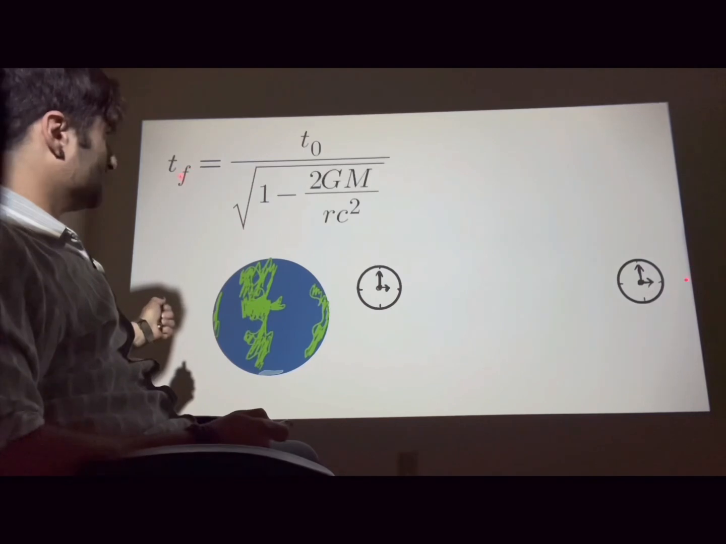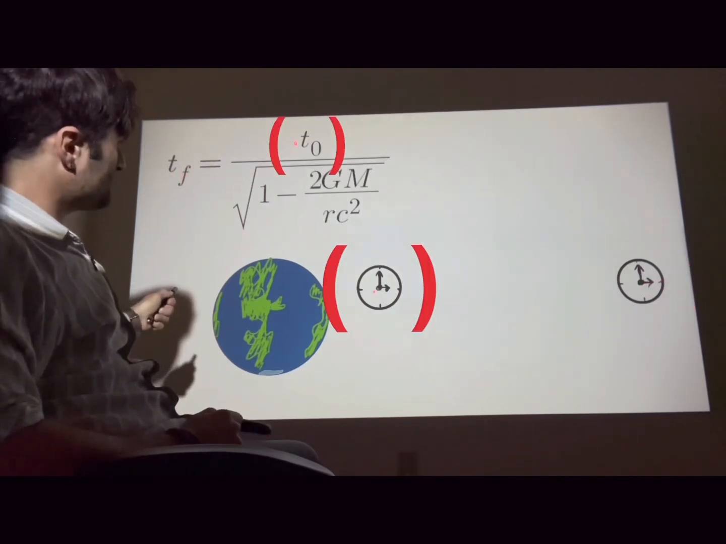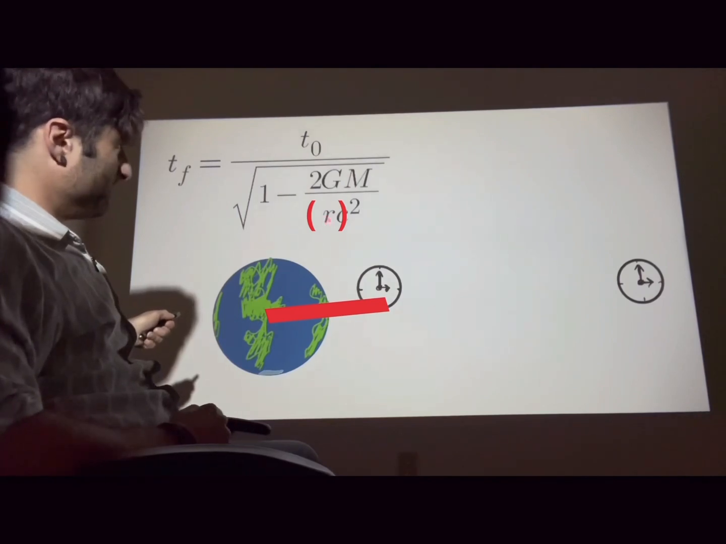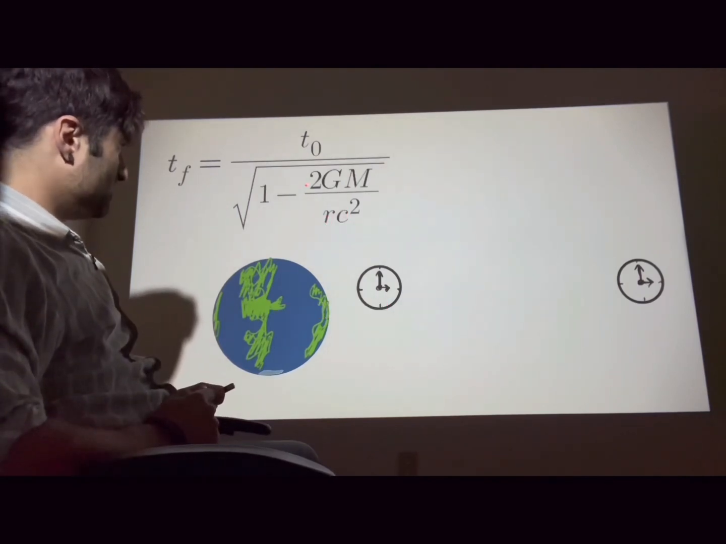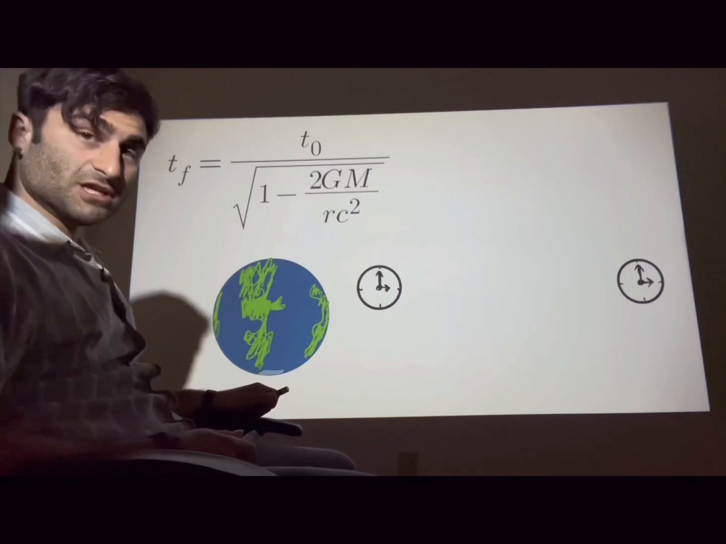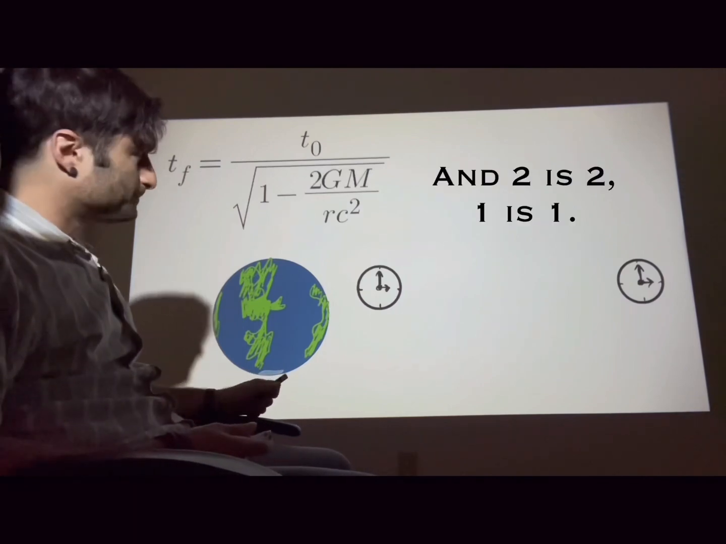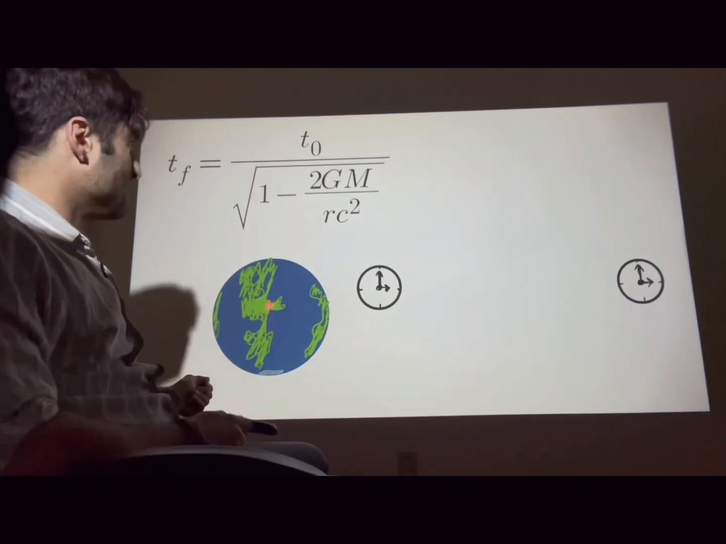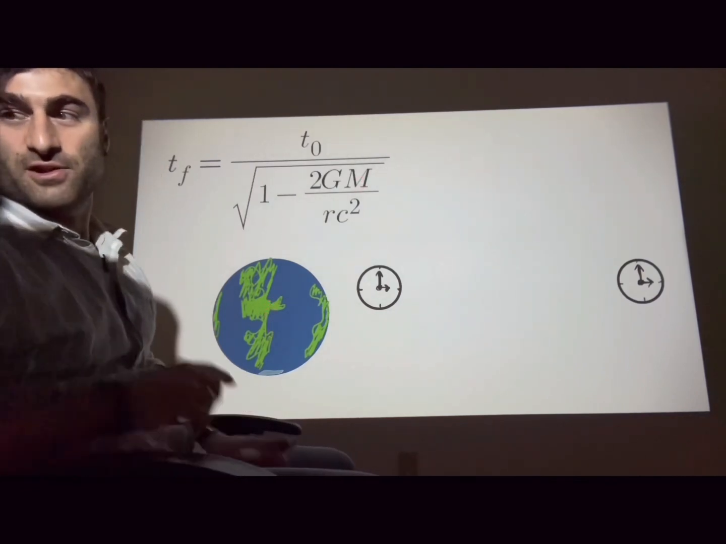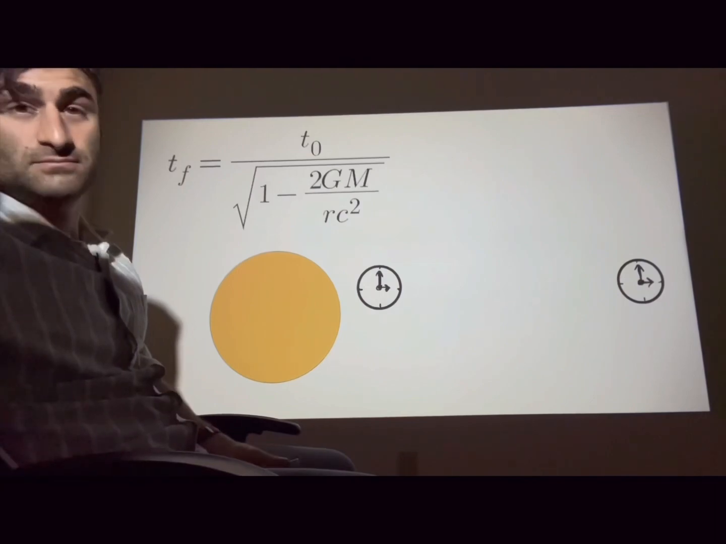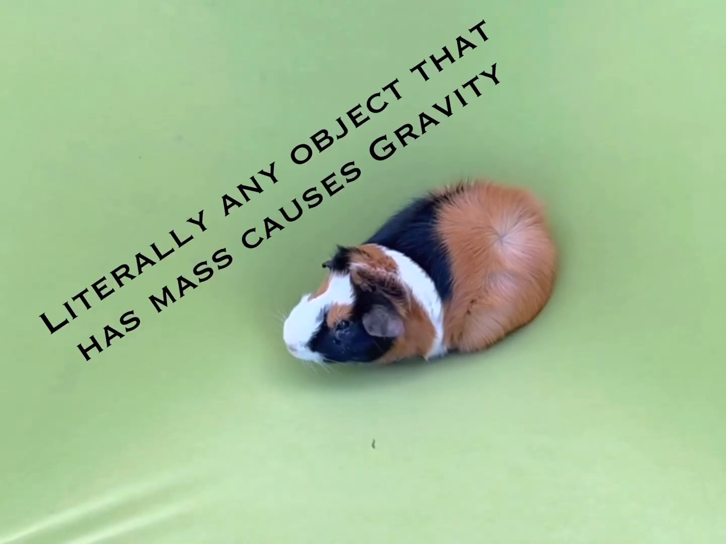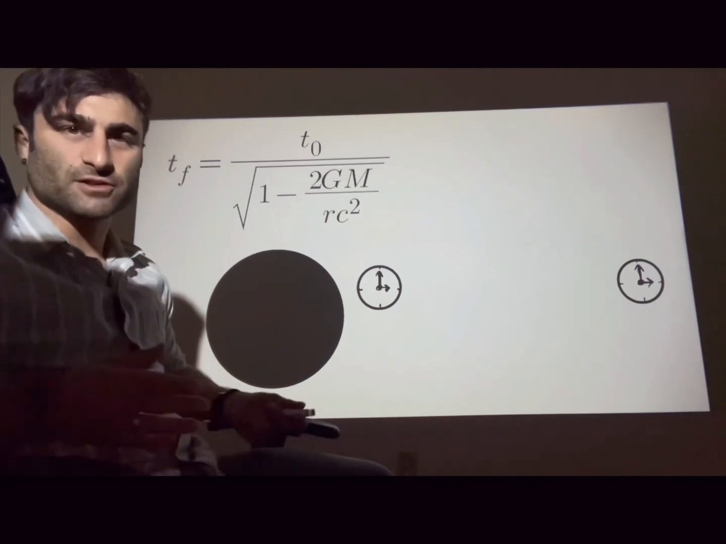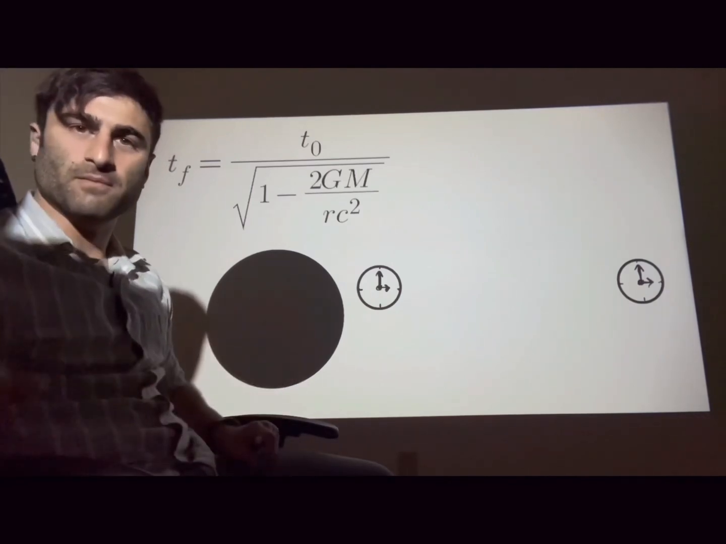Once again, this time, this mass, this distance from the mass. C, G, 2, 1 are all constants. G is the gravitational constant, C is the speed of light. And this equation is applicable to any type of mass, whether it be the Earth, the sun, a guinea pig, and especially a black hole. All right, so let's give a little example so we can help visualize this better.